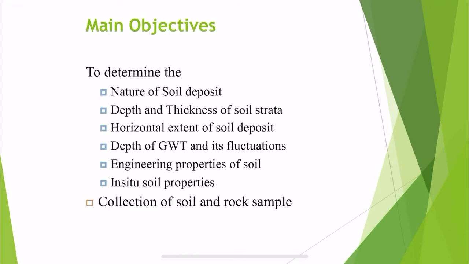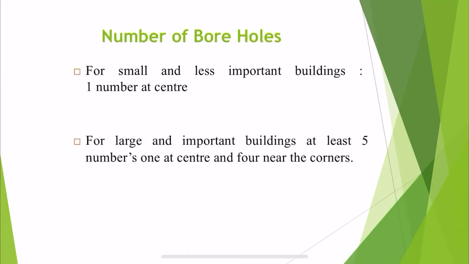Engineering properties of the soil, that is permeability, compressibility and shear strength. In situ soil properties, whatever the soil properties are there in the site. Collection of soil and rock samples. How many boreholes should be dug for small and large buildings? For small and less important buildings, one at the center. For large and important buildings, at least 5: one at the center and four near the corners, covering an area of about 0.4 hectares.